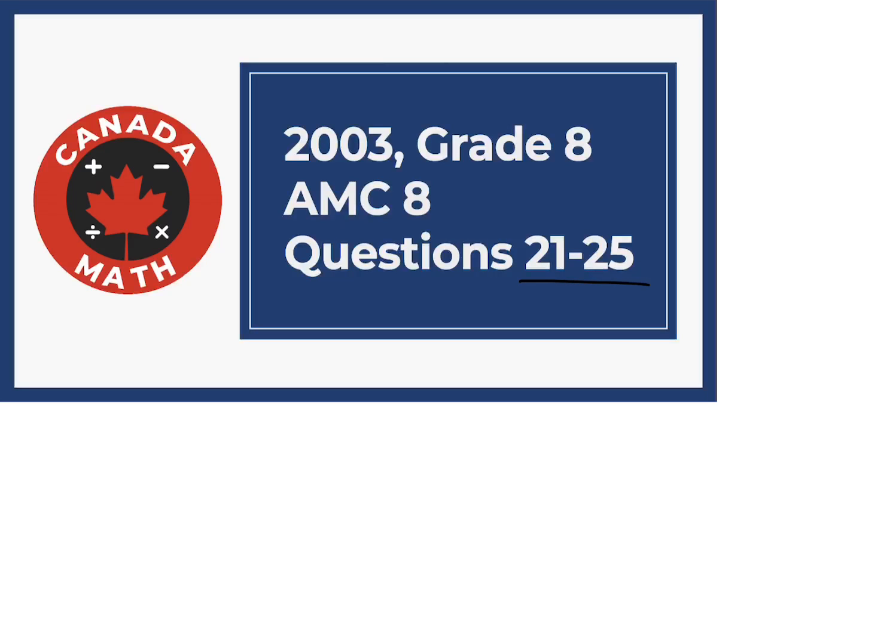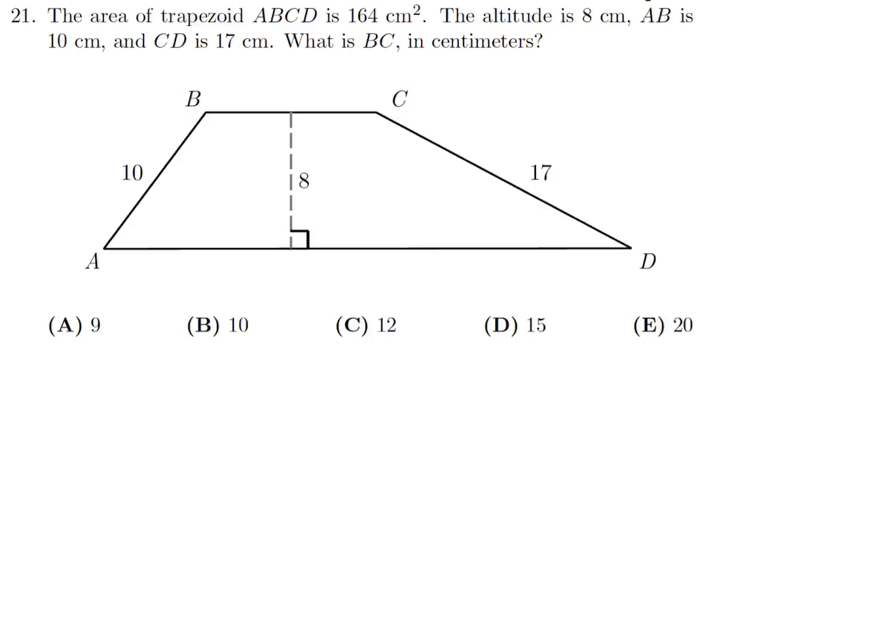Questions 21 through 25 of the 2003 Grade 8 AMC 8. The area of the trapezoid ABCD is 164 centimeters squared. The altitude is 8 centimeters. AB is 10 and CD is 7. What is BC in centimeters?